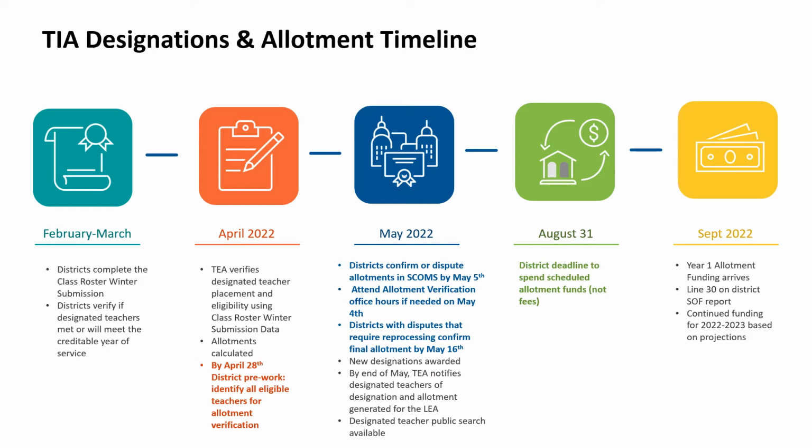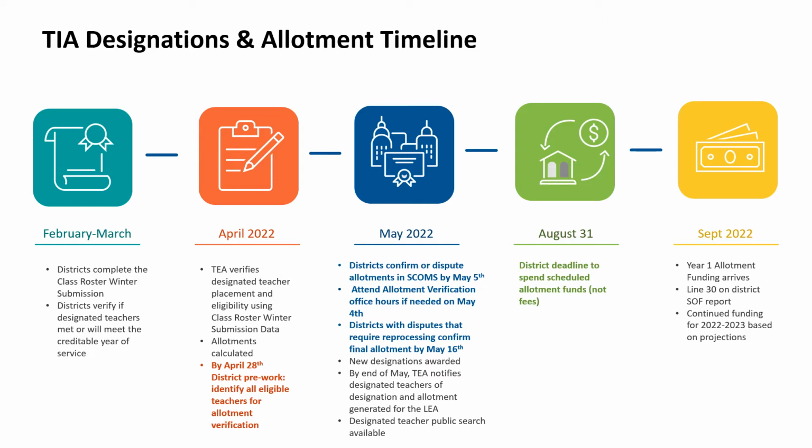In May, districts will confirm or dispute their allotments in SCOMs by May 5th. They will attend allotment verification office hours if needed on May 4th. Any district with a dispute that requires reprocessing must confirm their final allotment by May 16th. New designations will be awarded in mid-May, and by the end of May, TEA will notify designated teachers if their new designation and allotment generated for their district. By the end of May, TEA will also have a designated teacher public search available on the TIA website.